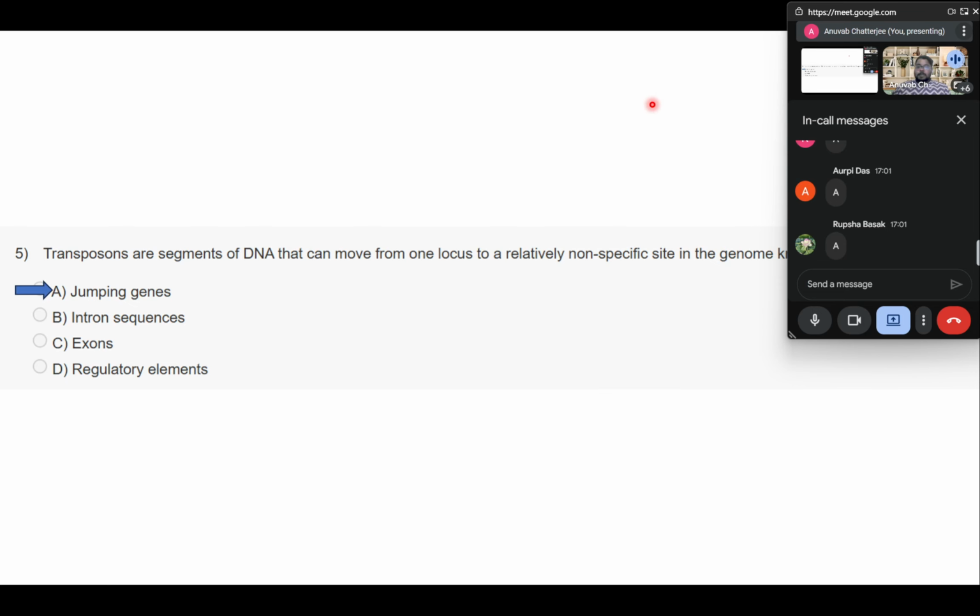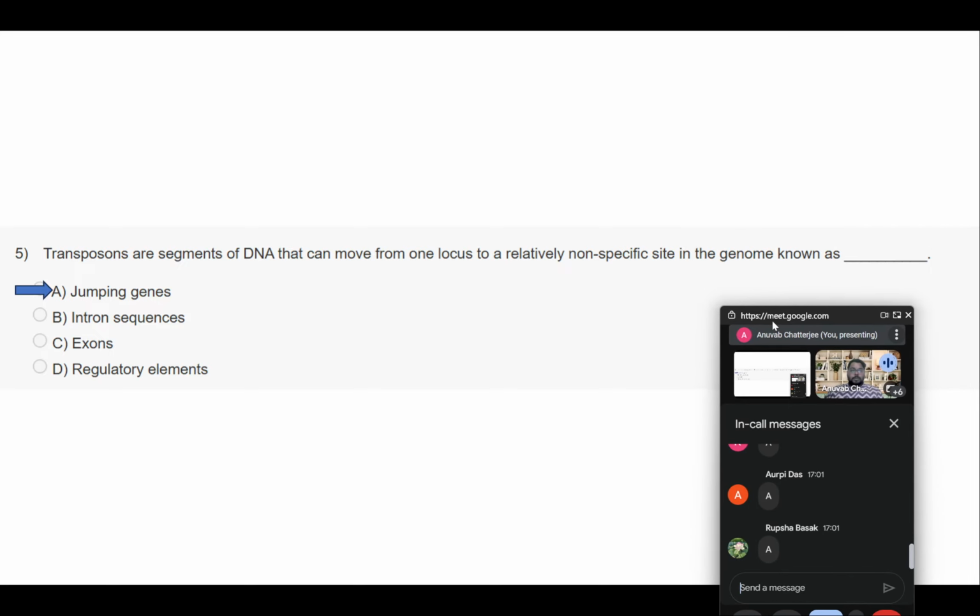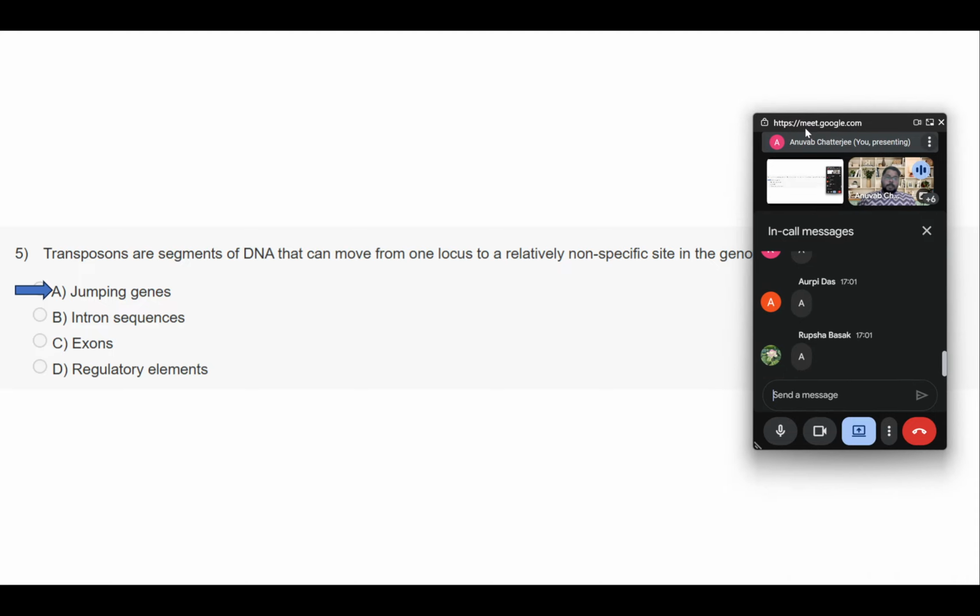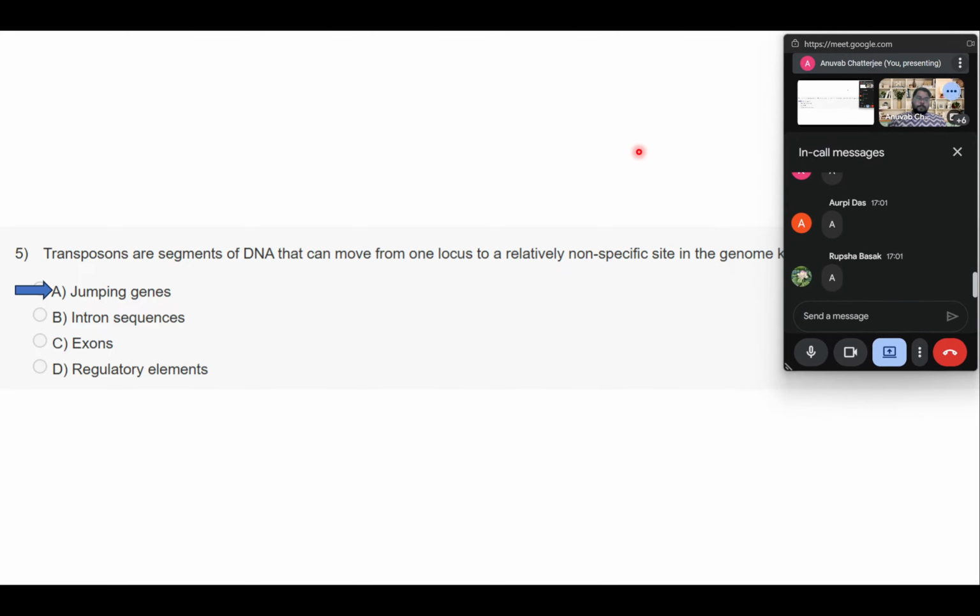So transposons are segments of the DNA that can move from one locus to a relatively non-specific site in the genome, known as jumping genes.